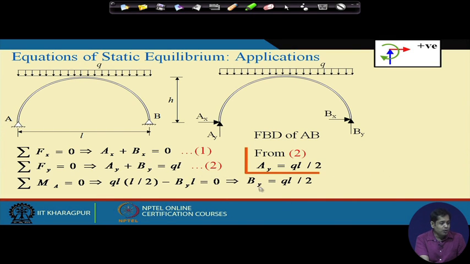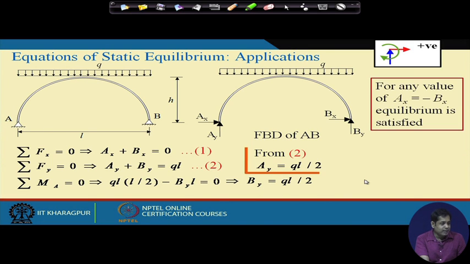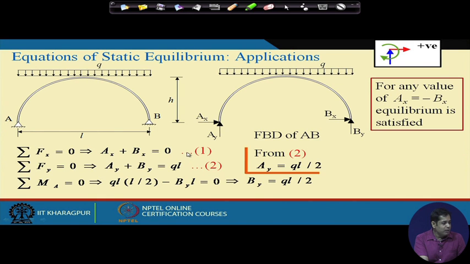Okay. Now, you could obtain reactions Ay and By, right, but with this we do not have any information about Ax, because in this example, the only equation we have is Ax plus Bx is equal to 0. Even if you take moment about B, you will not get any additional equation which can give you some information about Ax and Bx. Now, this equation is satisfied for any value of Ax and Bx. So if you take Ay and By is equal to QL by 2, and any value of Ax and Bx that satisfies Ax is equal to minus Bx, your equilibrium is satisfied.